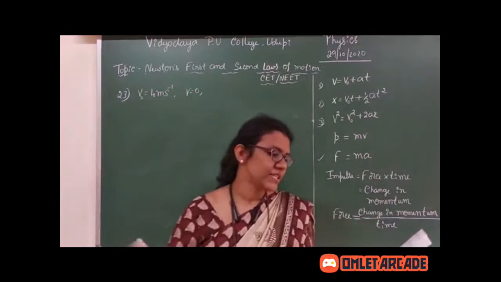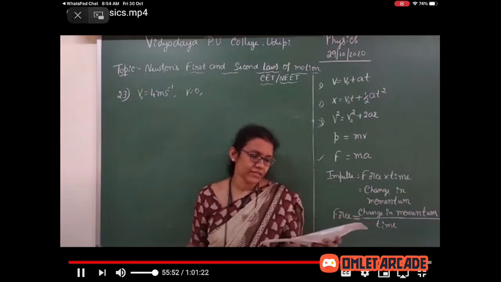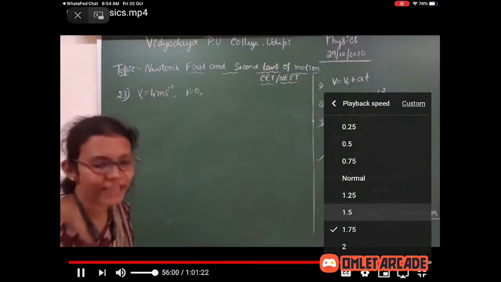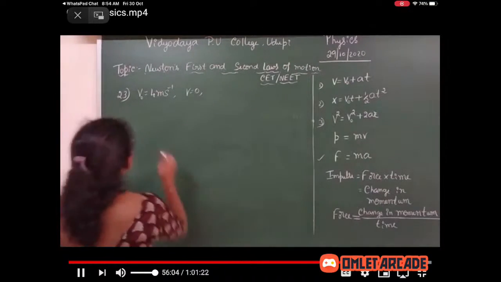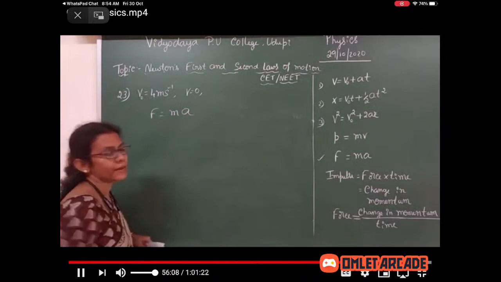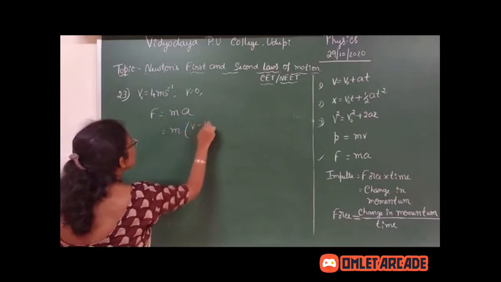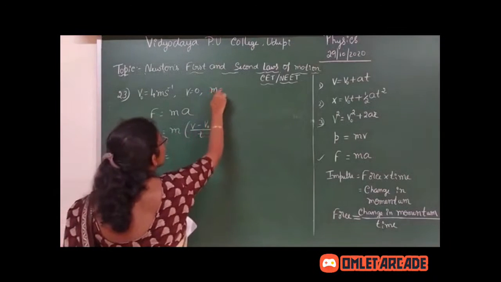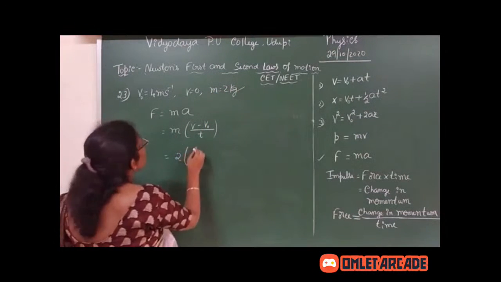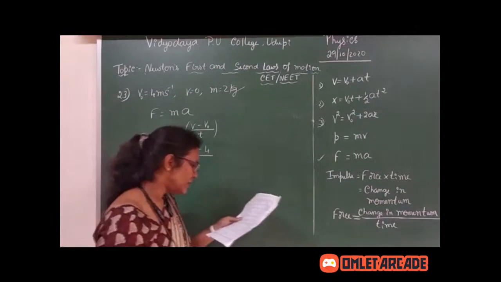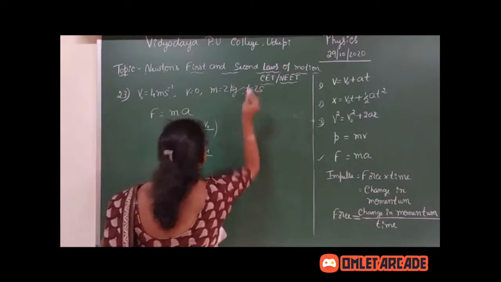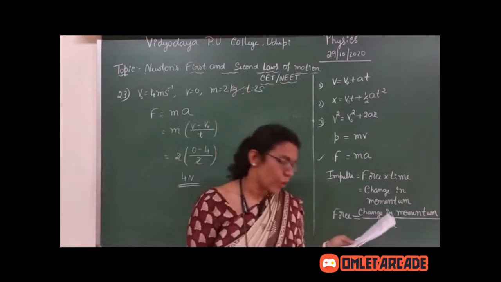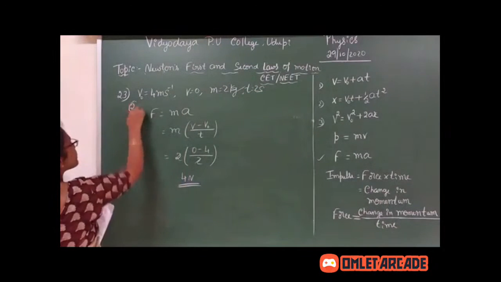If one wants to keep this body moving on the same surface with the velocity 4 meters per second, then the force required is, how can we calculate? To calculate the force, F = ma, that is m into (v minus v0) by t. Given m is 2 kg. So 2 into (0 minus 4) divided by t. What is the time? Time is 2 seconds. So we get the magnitude of force as 4 Newton. The right option for question number 23 is the second.